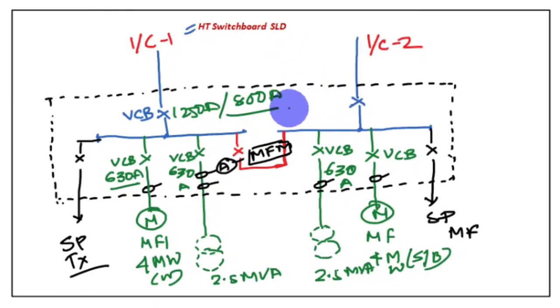Now apart from this you need to consider the PT also. So there will be a line PT here. So one line PT here which is above the breaker. Another line PT will be connected here, and there will be two number of bus PT. So you can show one bus PT here. This is one bus PT, and the other bus PT will be connected to the riser panel.